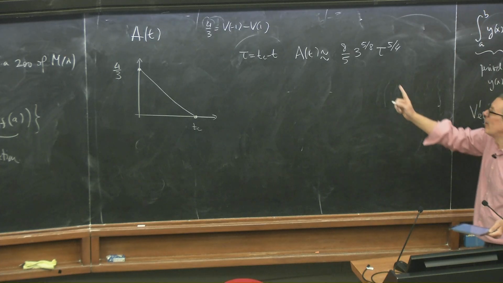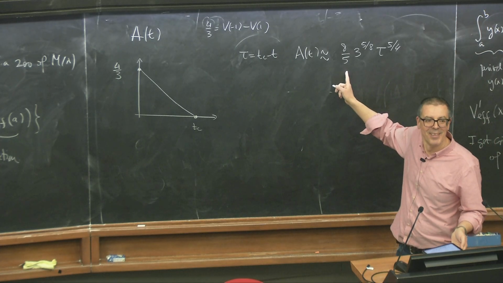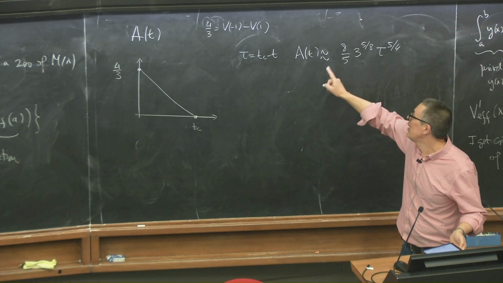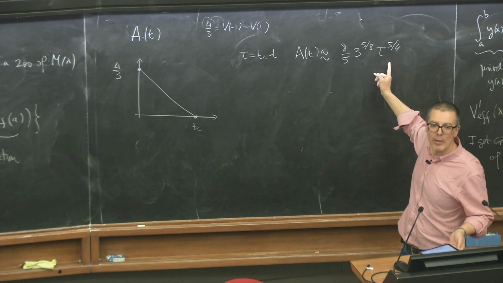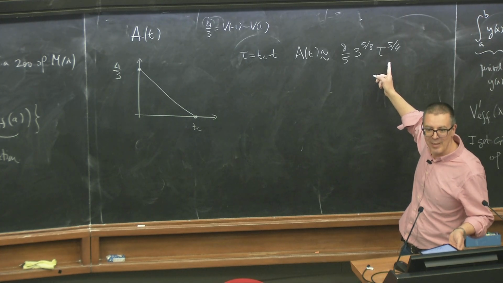Does it ring a bell? Right? 8.5, tau to the 5.4, right? This looks very much like the instanton that we found in the Painlevé story, right?